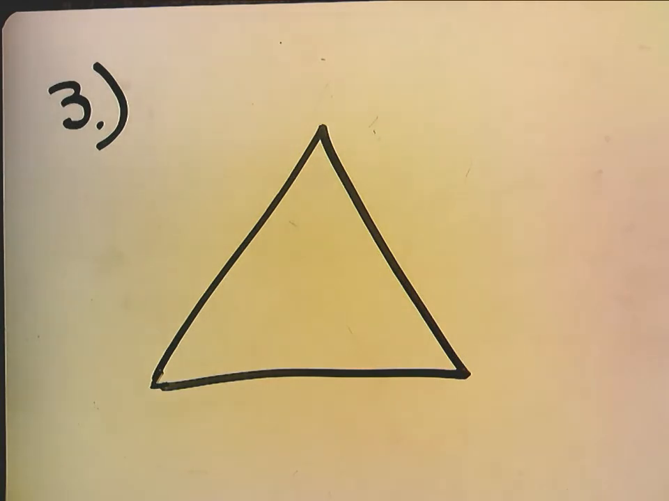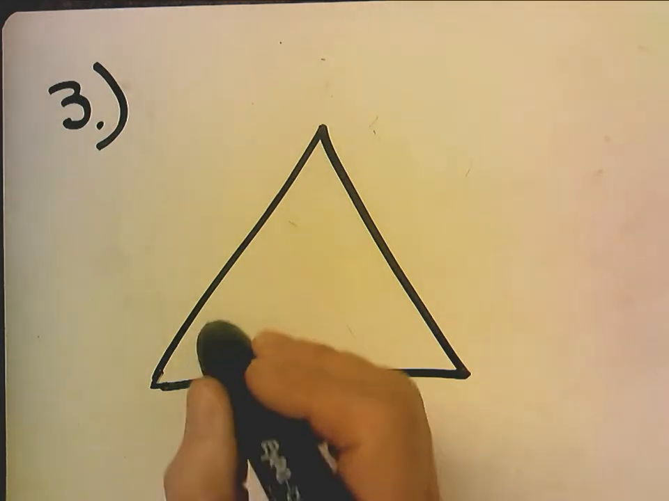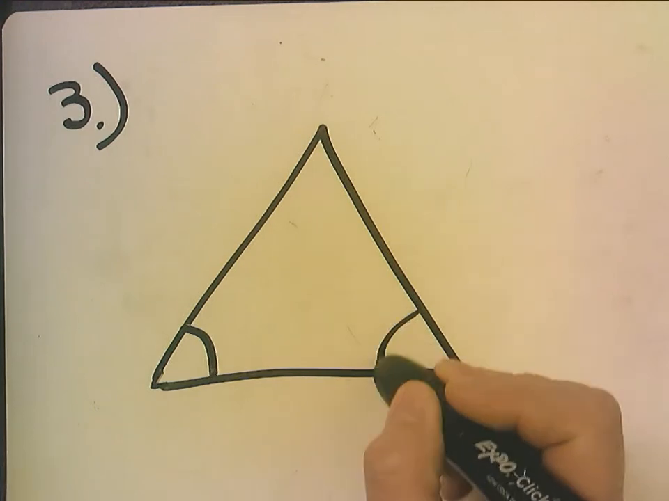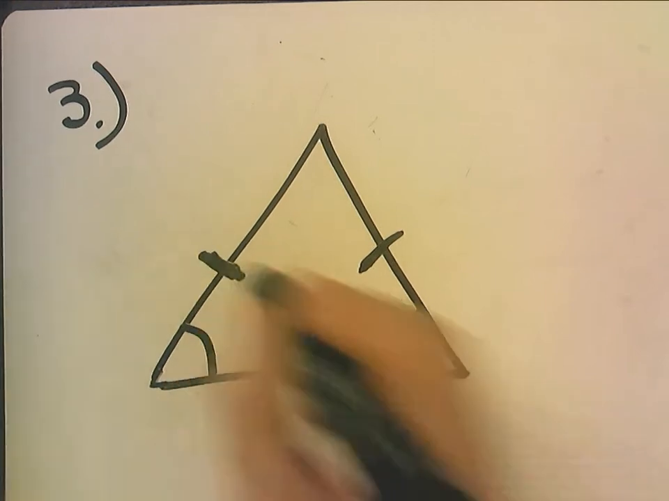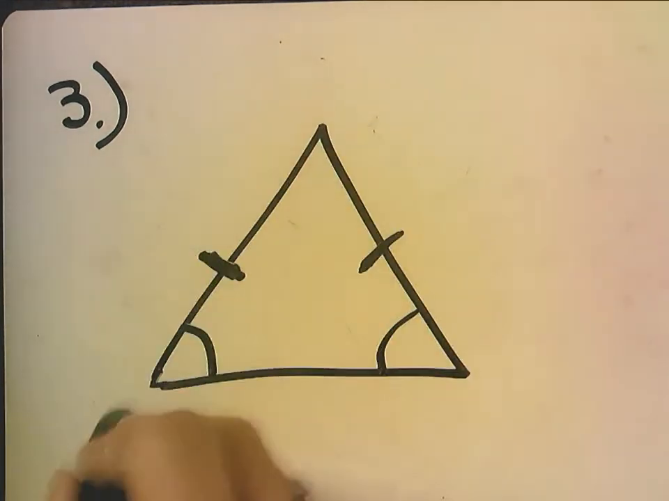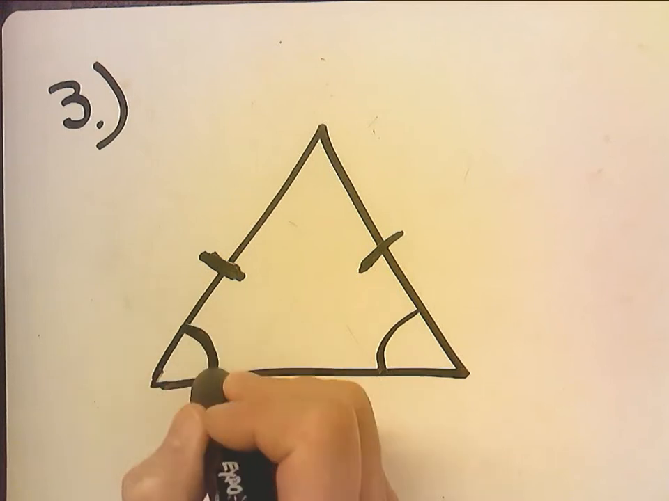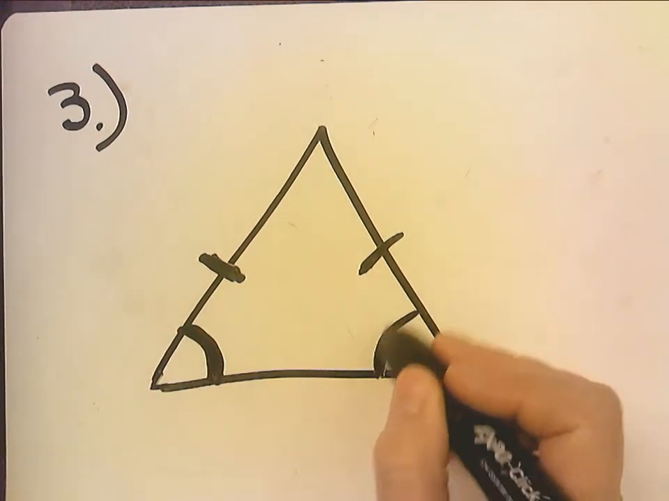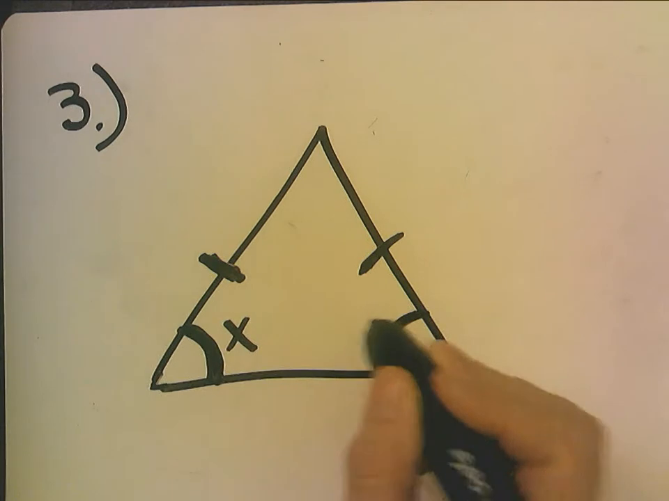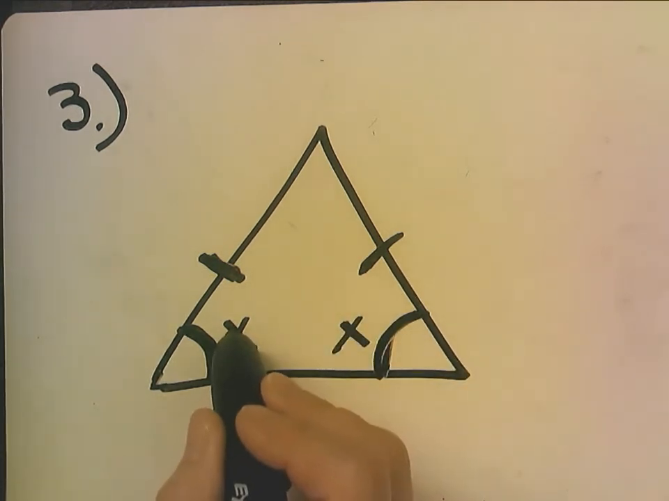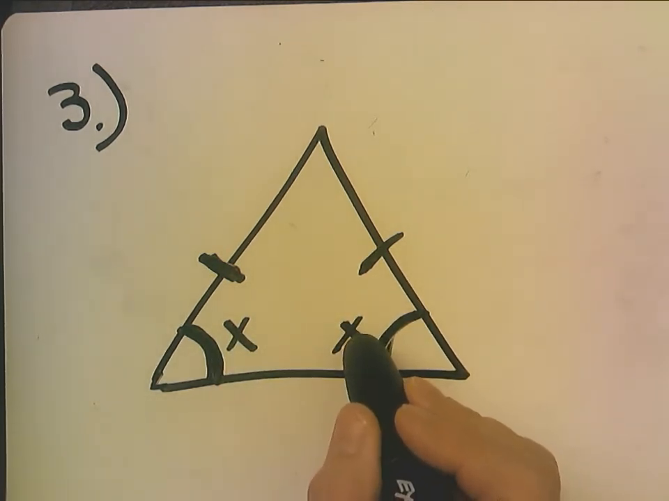But this one throws another little piece of information at us, and it says it's an isosceles triangle. An isosceles triangle is a triangle that has 2 sides that are congruent. These little marks mean congruent. And if these sides are congruent, that means the base angles, or these 2 angles at the bottom, are congruent. So congruent means they're equal in measure. So that means if this angle is x, then this angle is x.